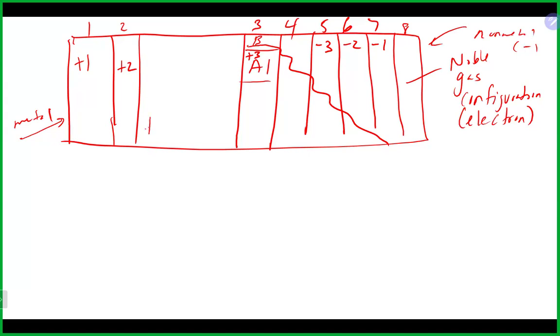Right here are our transition metals, and as we will talk about in this chapter, one of the characteristics of transition metals is they can have a variable positive charge. So in some cases, for example, copper could be a +1 charge, and in other cases, copper could be a +2 charge. So it kind of depends on the situation. They don't have a fixed positive charge.